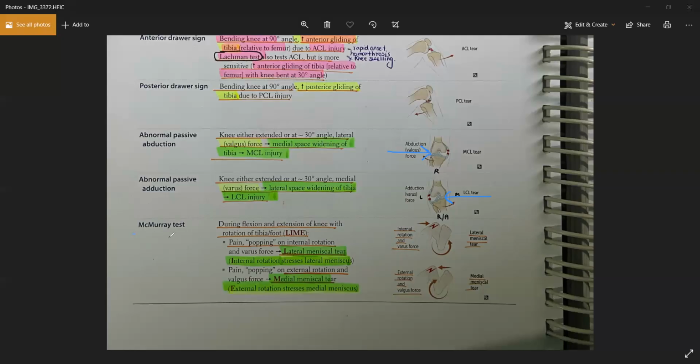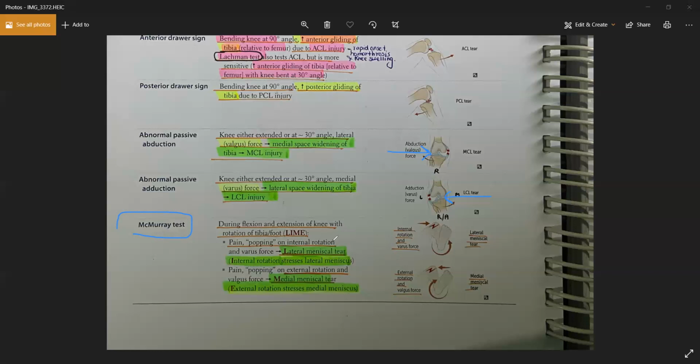Then you have this McMurray's test, in which you check the damage of the lateral meniscus or the medial meniscus. First I will ask the patient to make a slight flexion of the knee. And then I will internally rotate my leg and apply a force, which is the varus force. So on the internal rotation and applying the varus force, if I get pain, that means it is a lateral meniscus tear.